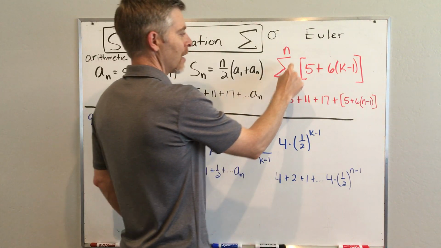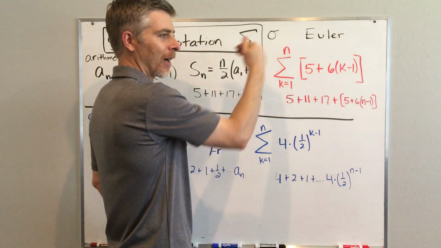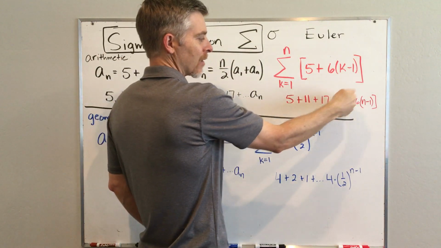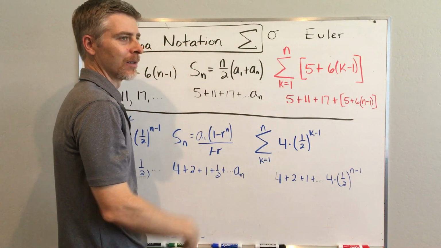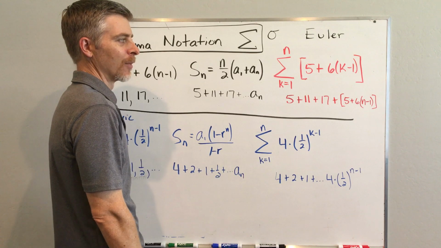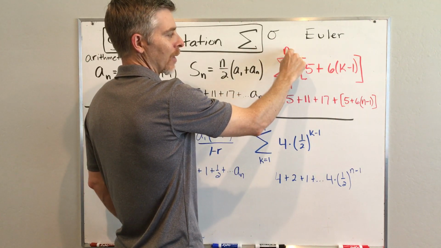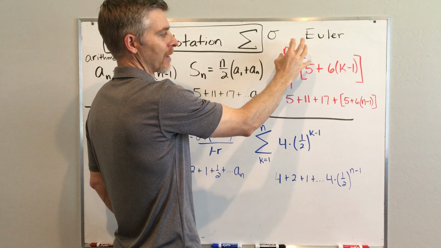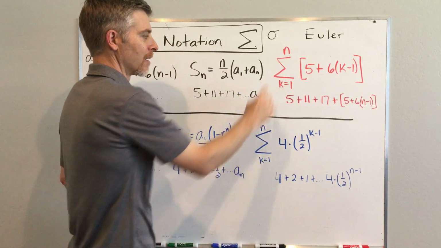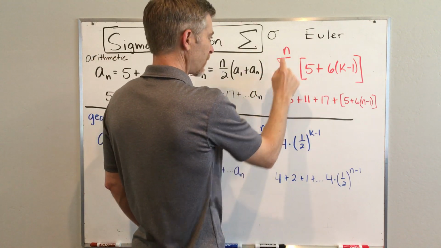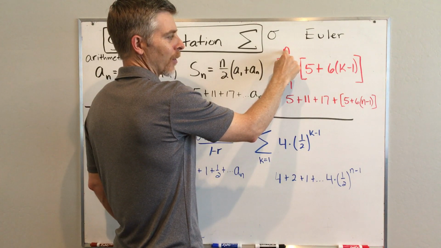And then the top of the sigma tells me how far I want to go, like how many of these terms I want. So here we just have n, meaning we want to go to the nth term. Now usually when you see sigma notation, this will actually have a number here instead of the letter n. And that number tells you when to end. So if I wanted 4 terms, I could put a 4 here.